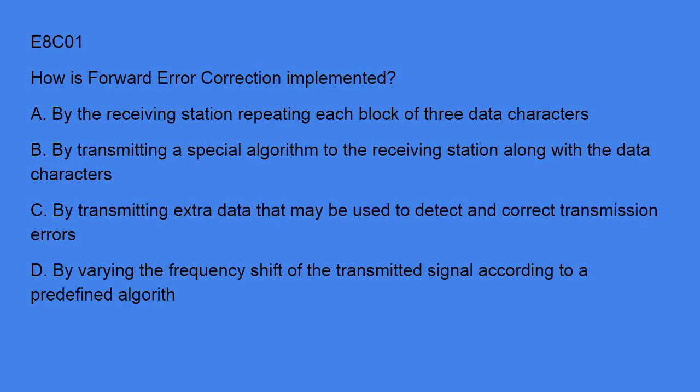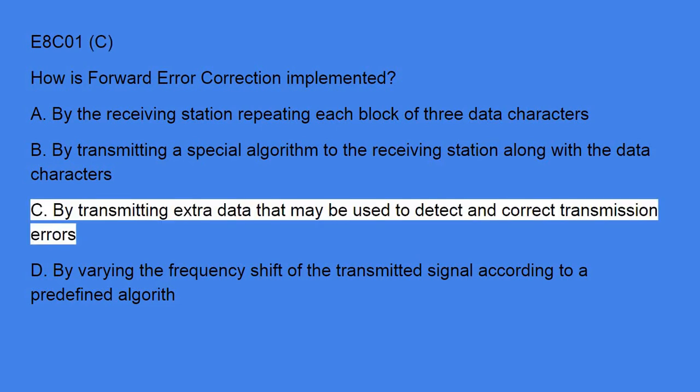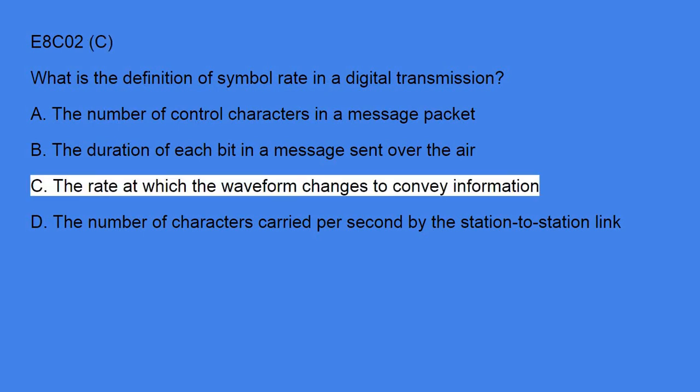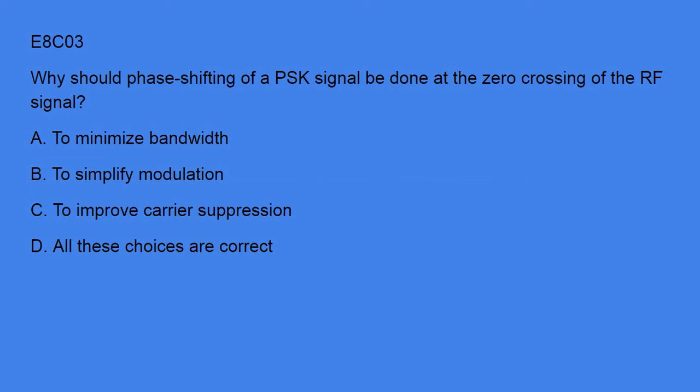E8C01, how is forward error correction implemented? By transmitting extra data that may be used to detect and correct transmission errors. E8C02, what is the definition of symbol rate in a digital transmission? The rate at which the waveform changes to convey information. E8C03, why should phase shifting of a PSK signal be done at the zero crossing of the RF signal? To minimize bandwidth.